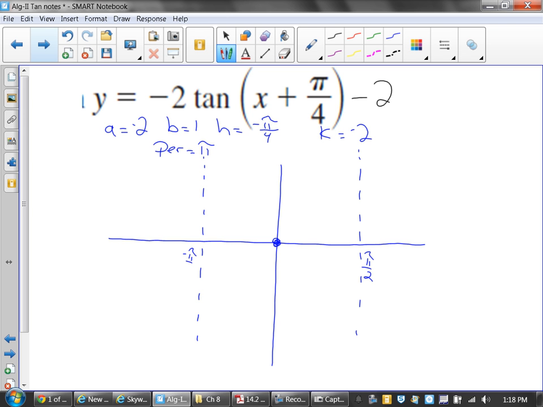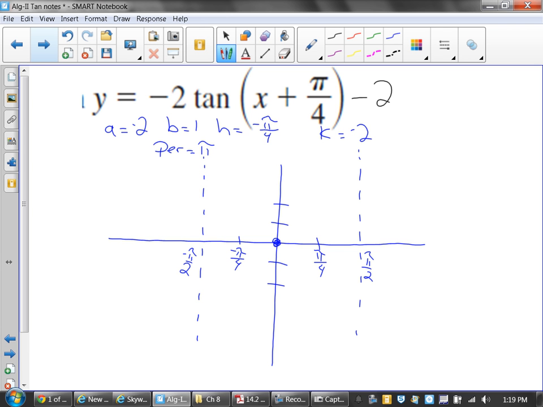What's the halfway point between 0 and pi over 2? Halfway between 0 and negative pi over 2... negative pi over 4. I know my a value is negative 2. Does the sign of the a matter at all? It does, it goes in a different direction.